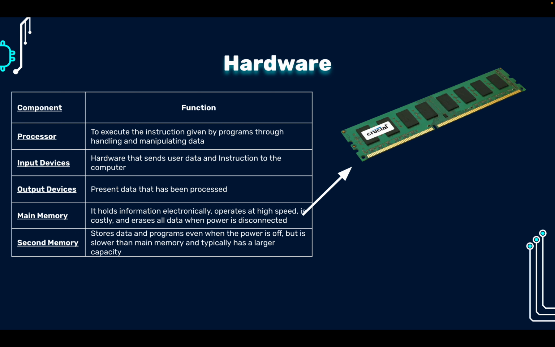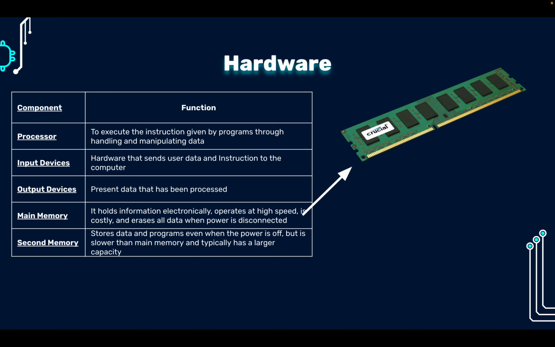The next topic is memory. First, we talk about the main memory. It holds information electronically and operates at high speed, but it is costly. It is usually used for the temporary storage of data and instructions for open applications. The image on the right shows a RAM module.